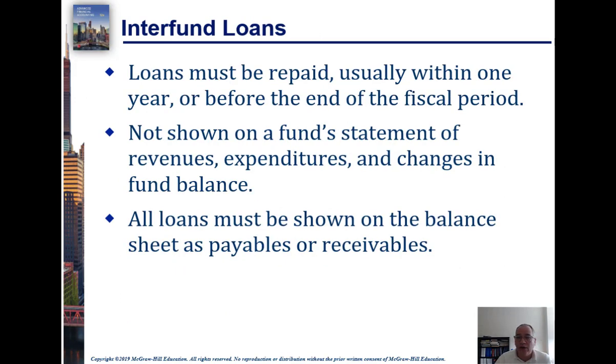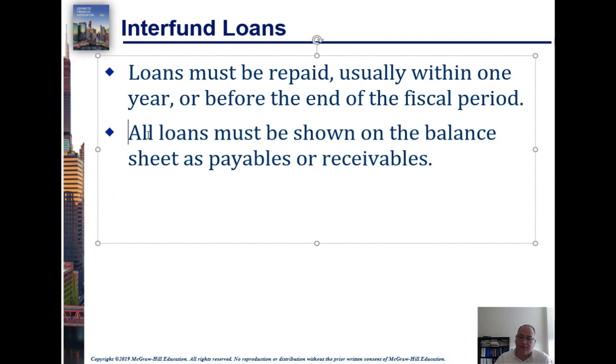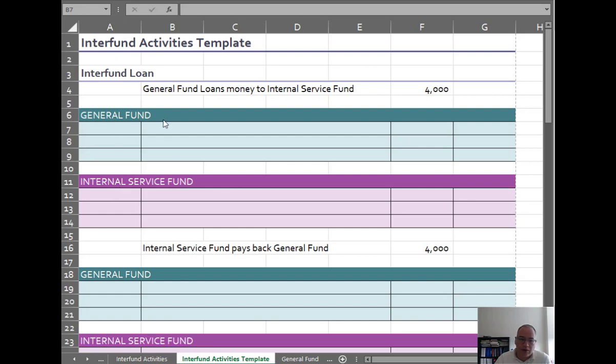Just a little note here. Loans between funds should be repaid, usually within a year or by the end of the fiscal year. They're usually not shown on a fund statement of revenues, expenditures, and changes in fund balance because we want to clear it before we prepare the statement. It's not shown there because loans between funds are not revenues or expenditures or changes in fund balance. Loans should be shown on a balance sheet as payables or receivables. Stick with this: must be shown on the balance sheet as payables or receivables.